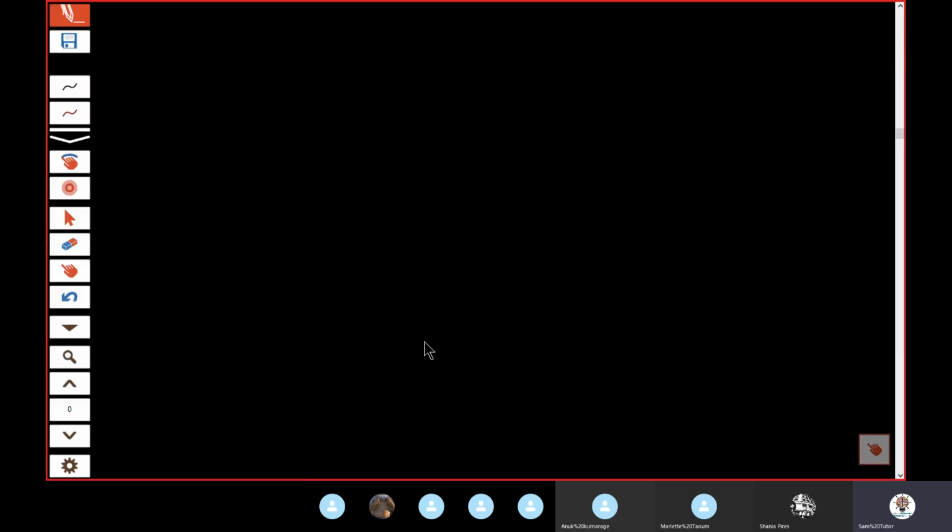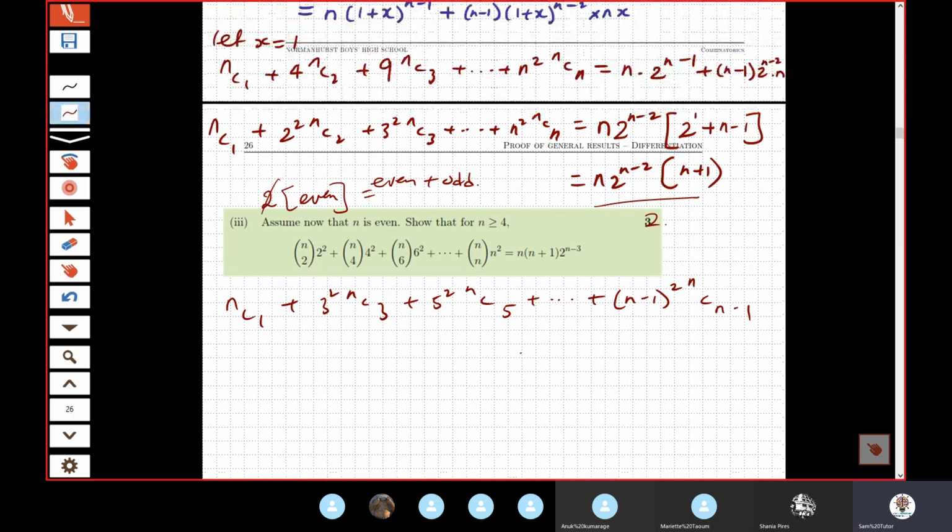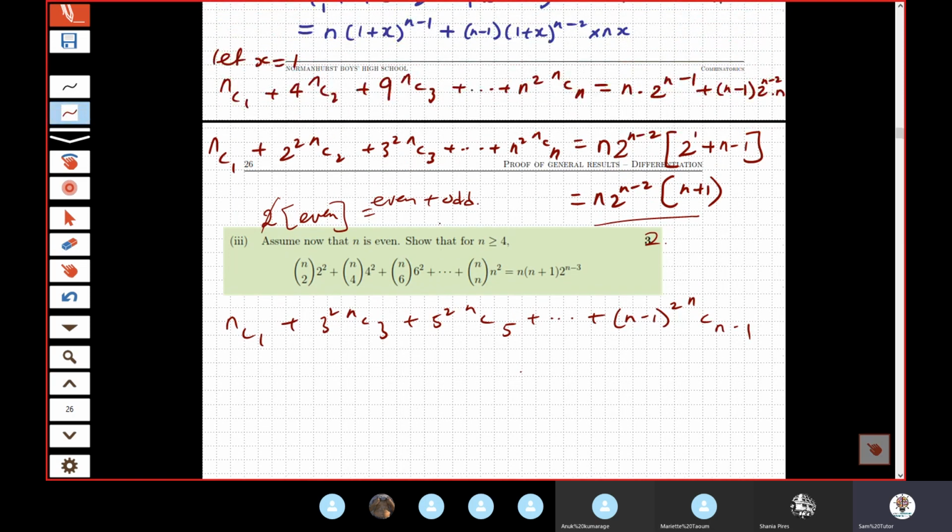So, like I was saying, we've got to get rid of our odd terms, and I hope you guys can realize that this is exactly the same as this, except just divided by 2. So that's super important to realize. Let's go back.